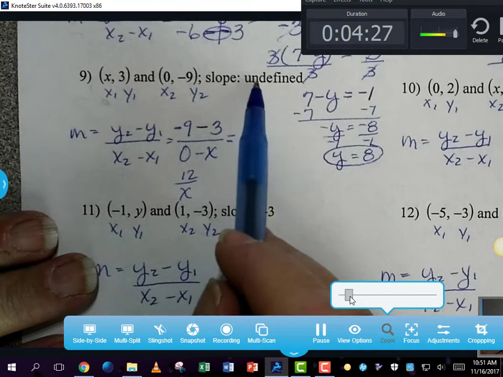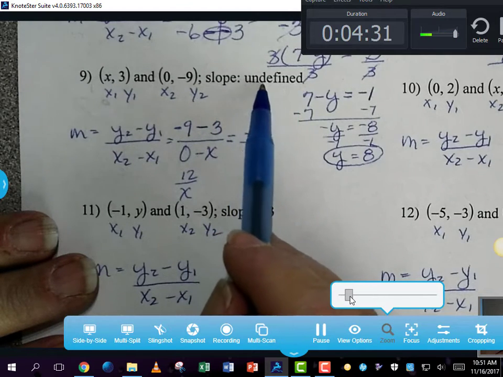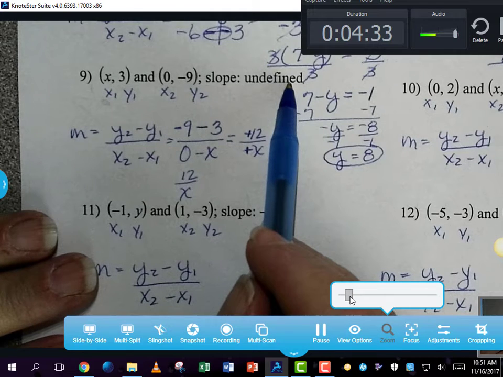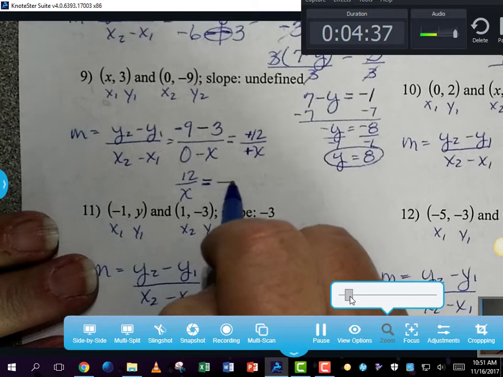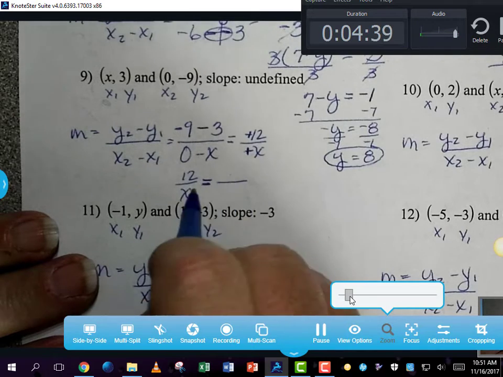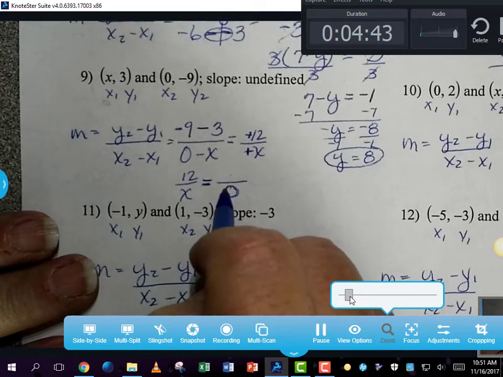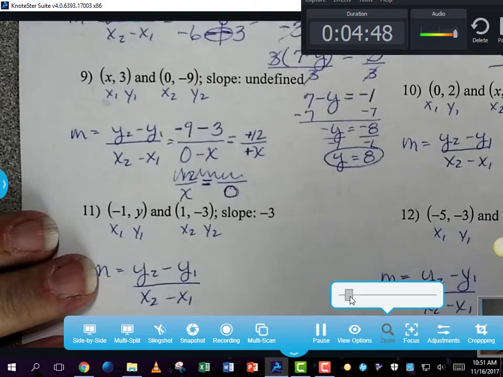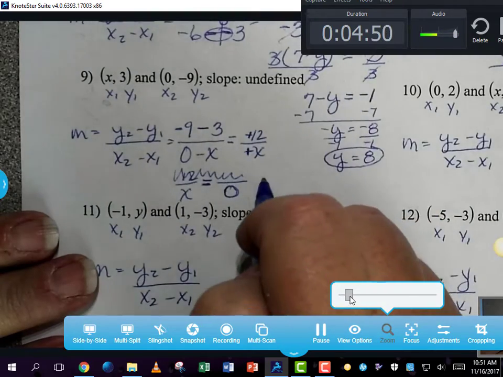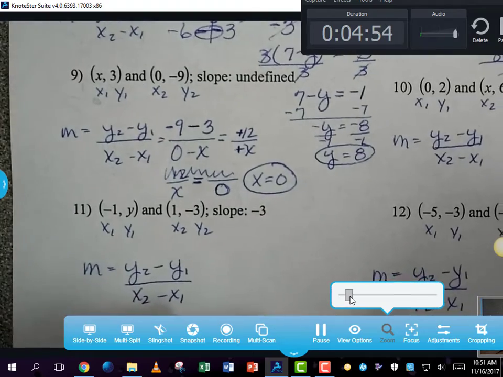And then what does that need to equal? That needs to equal a slope that is undefined. The only way we have a slope that is undefined is if we divide by 0. It doesn't matter what the top number is, but all that matters is that the denominator is equal to 0. Okay, it doesn't matter what the top is, so I'm going to scratch that out. So what do I get? I get x equals 0. That's the answer for that one.